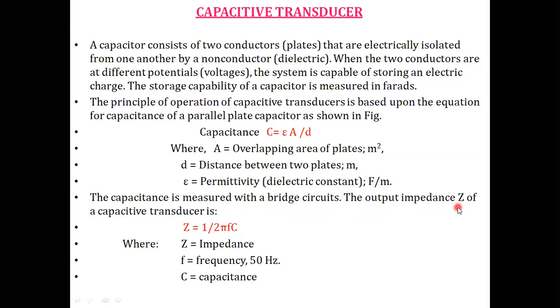The capacitance is measured with bridge circuits. The output impedance Z of a capacitive transducer is given by Z is equal to 1 by 2 pi F C, where Z is impedance, F is frequency, say 50 hertz, and C is capacitance.